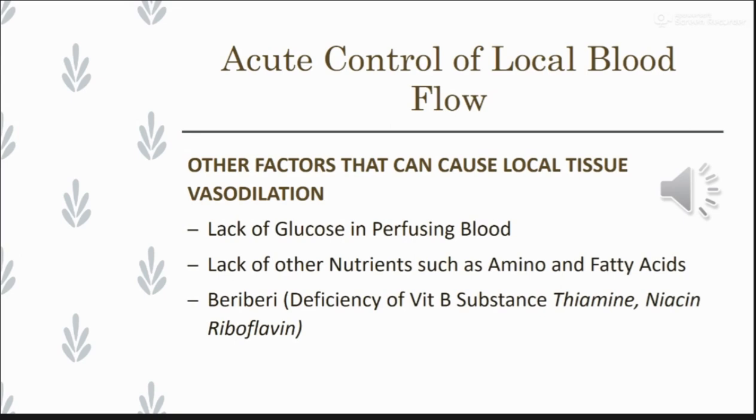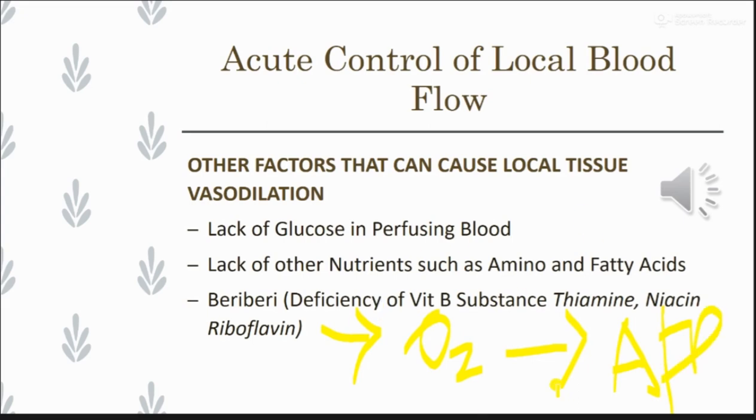Thiamine, niacin, riboflavin. So, they will all cause vasodilation. Kasi they are needed daw for your oxidative phosphorylation. So, it is required to produce ATP in the tissue cells, no? So, again, these vitamins are needed in your oxidative phosphorylation, and then it is required in the production of your ATP. So these are really important vitamins.